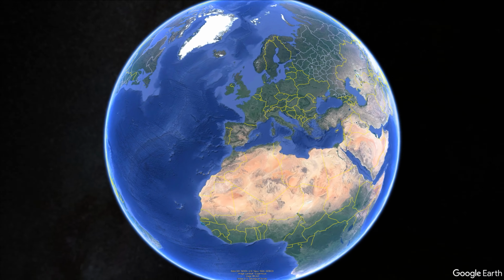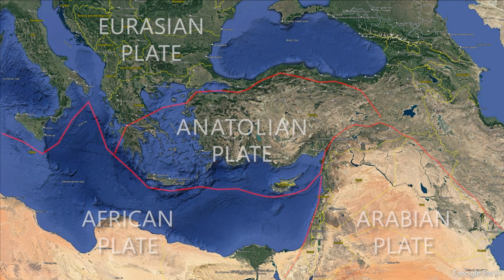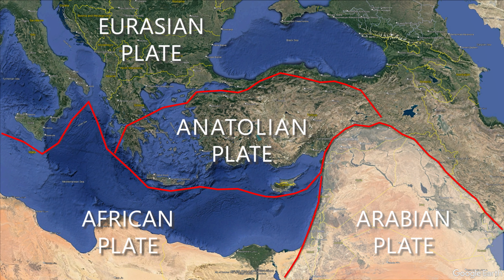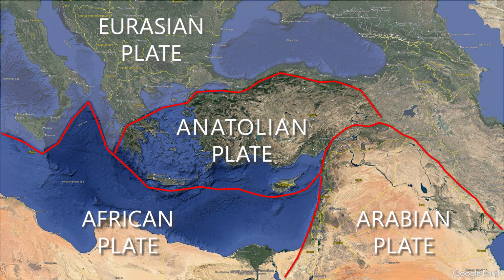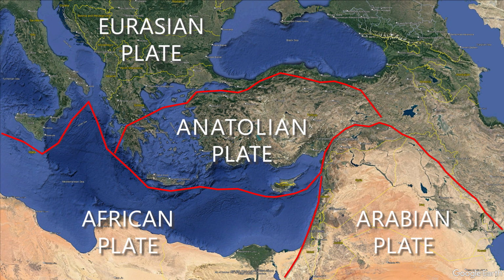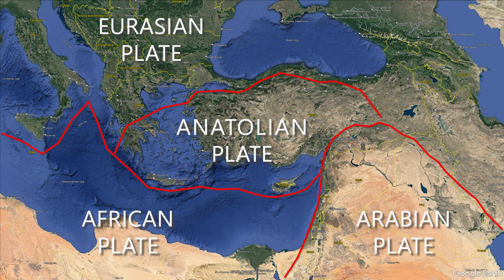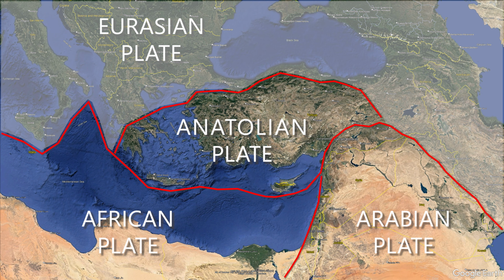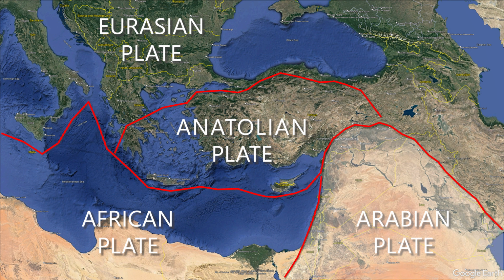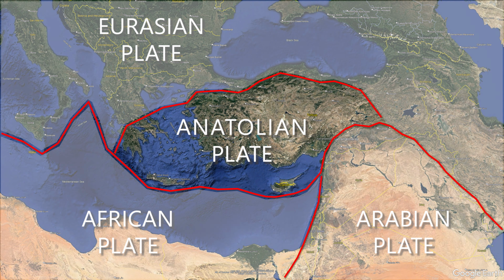Turkey and Syria are at the junction of three large plates: the Arabian, African, and Eurasian plates. Turkey itself is mostly sitting on a minor plate referred to as the Anatolian plate. This smaller plate is sandwiched between the Eurasian plate at the north, the Arabian plate to the southeast, and the African plate to the southwest.